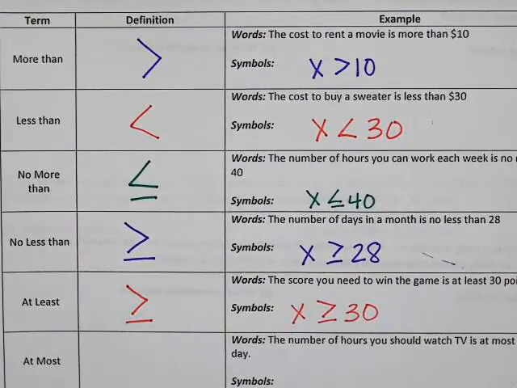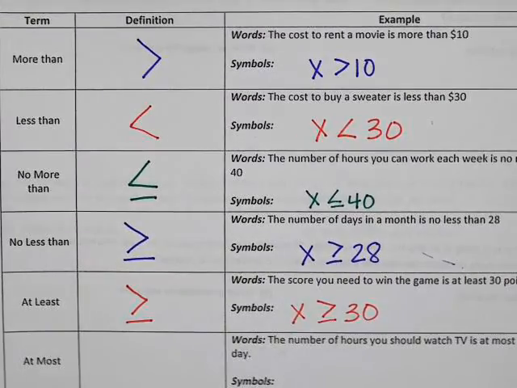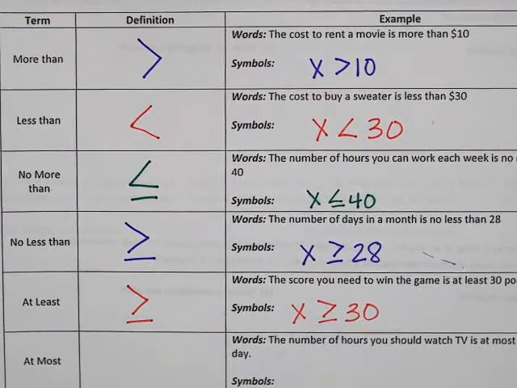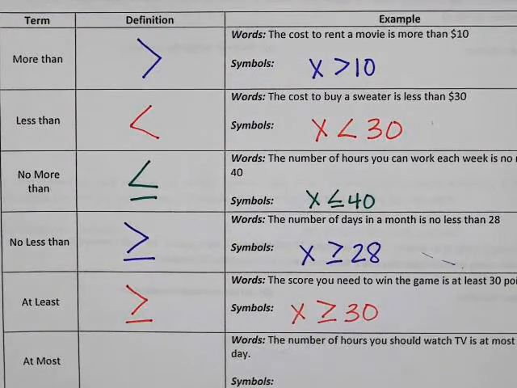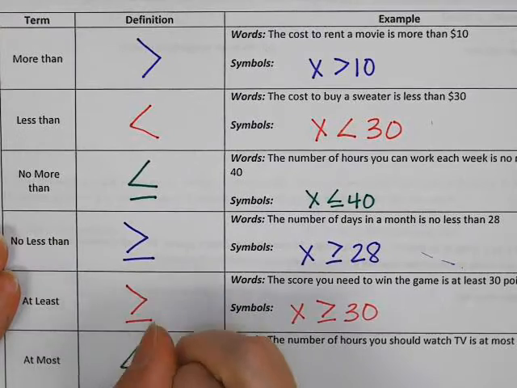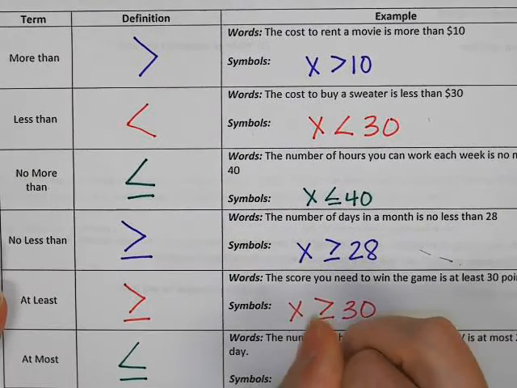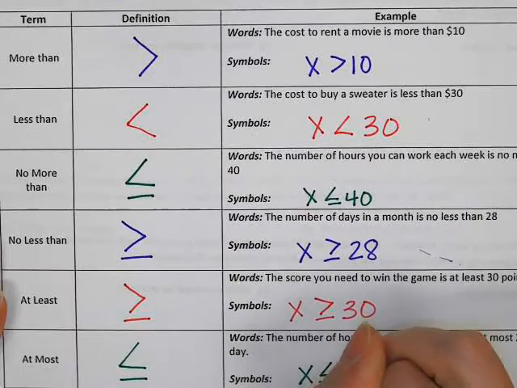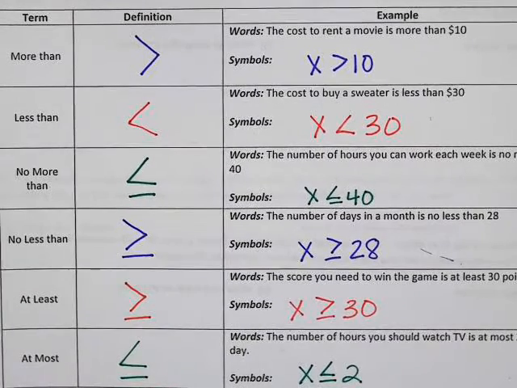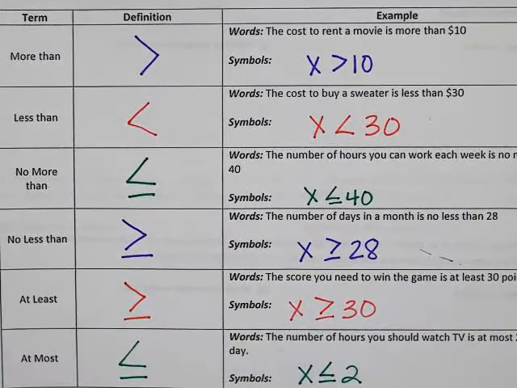And then similarly, at most, if I say at most something, that means that's the most it can be, so it has to be less than or equal to that. So the number of hours you should watch TV is at most 2 per day. That means you should really be watching less than or equal to 2. Okay, so that's the big vocab. Let's just try writing a couple here.